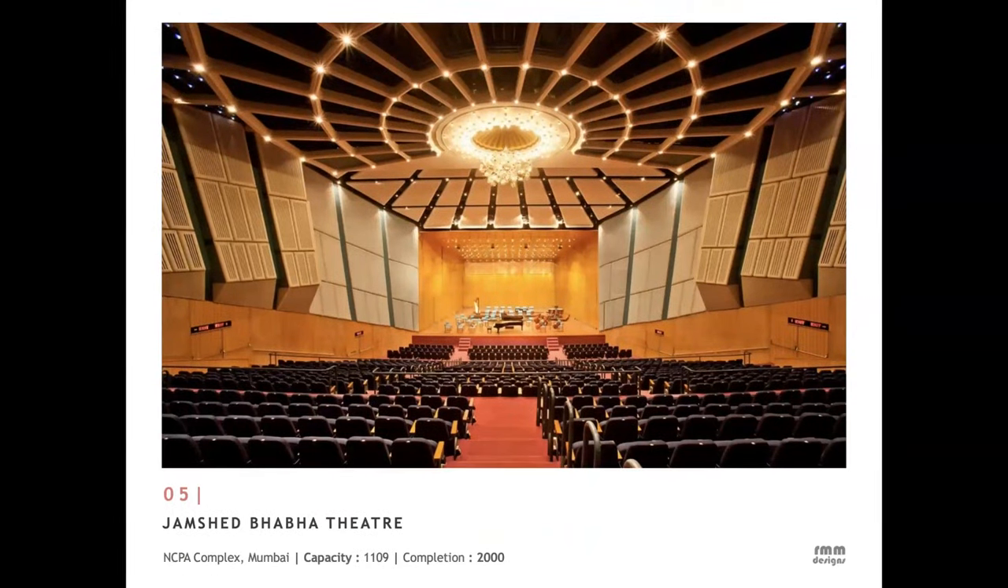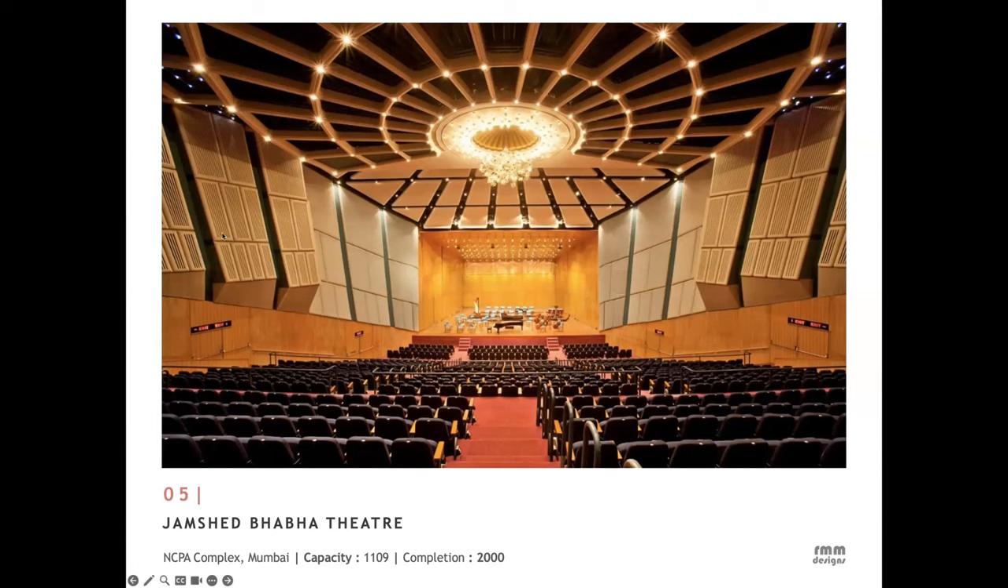This is the Jamshed Baba Theater, which is a part of the NCPA complex at Mumbai. One of the unique aspects of this theater, this is approximately 1,000 capacity. This was designed to function without any amplification. So you see over here, there are no speakers. So a person standing on stage and talking in a normal voice or playing an instrument is heard in the last row without any issue. So that was one big design challenge over here.